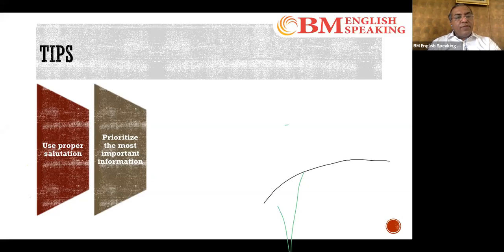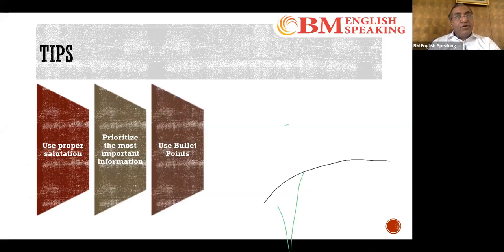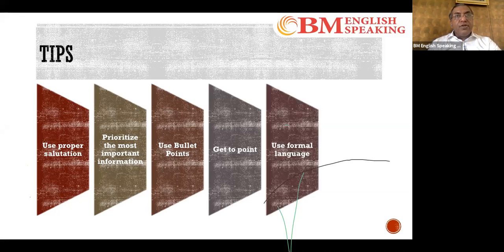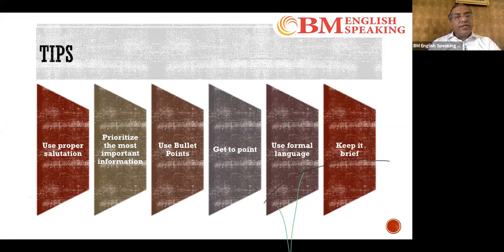Then prioritize the most important information. Make sure that the most important information is there. Use bullet points and get to the point, because in a business email, the reader doesn't have time to go through a lot of informal information. So you need to get to the point quickly in a business email. Use formal language. This is the learning from this case study. And make sure that you keep it brief, clear, and visually appealing for the reader.